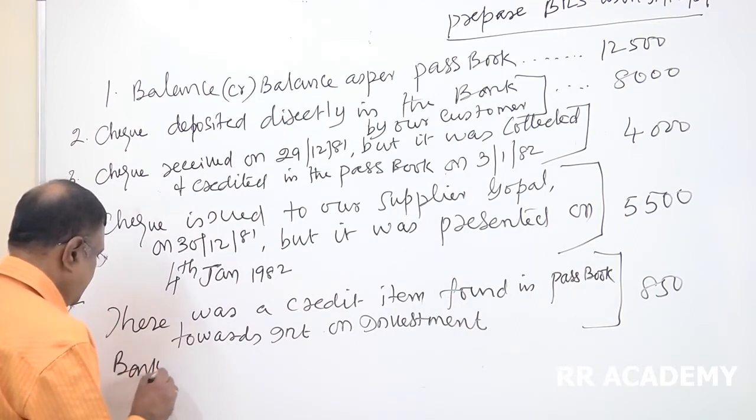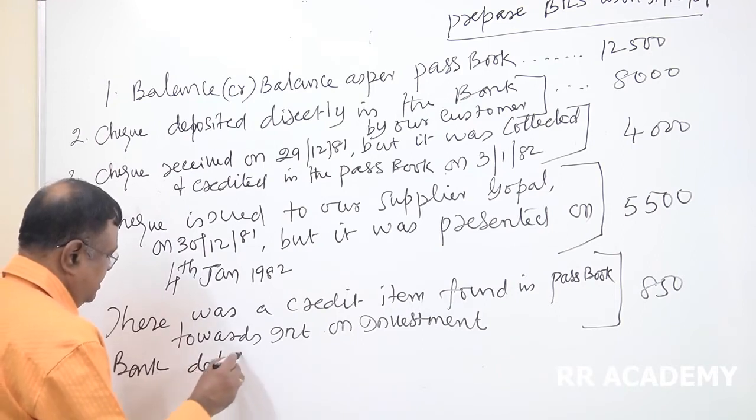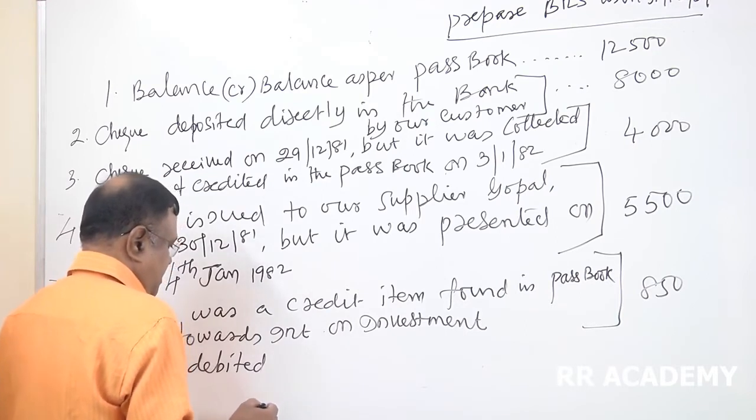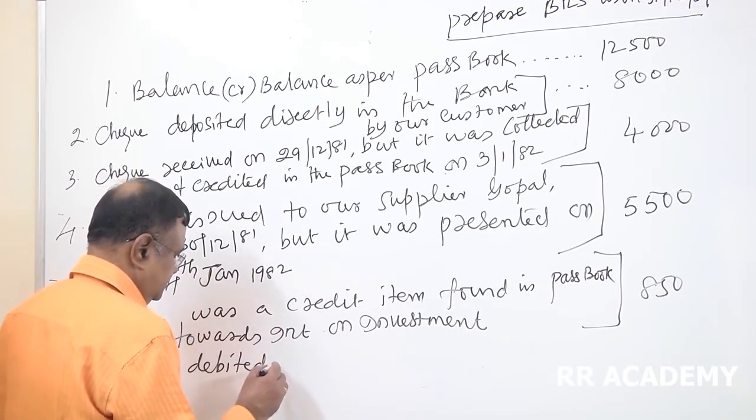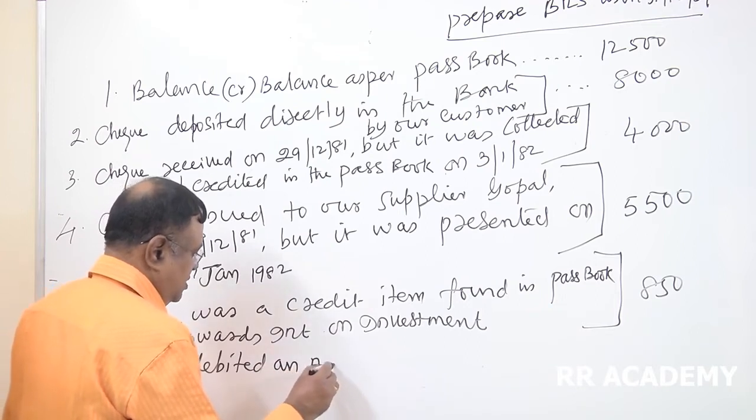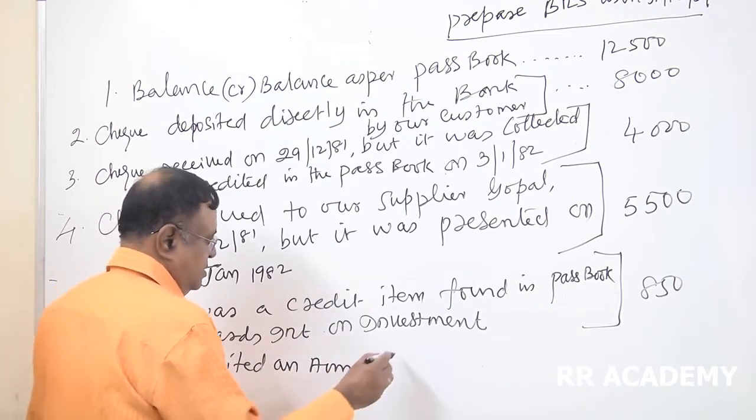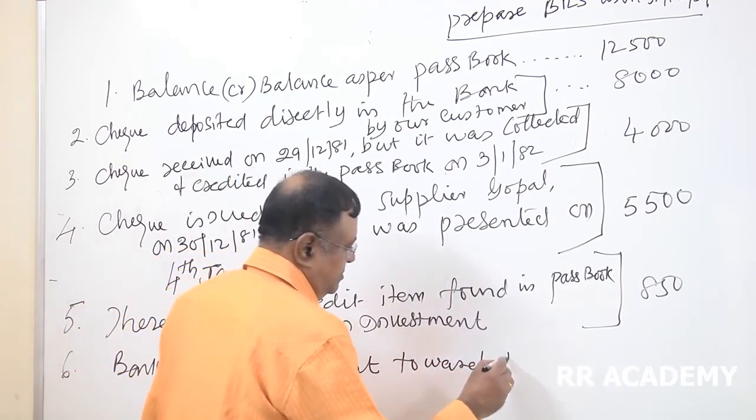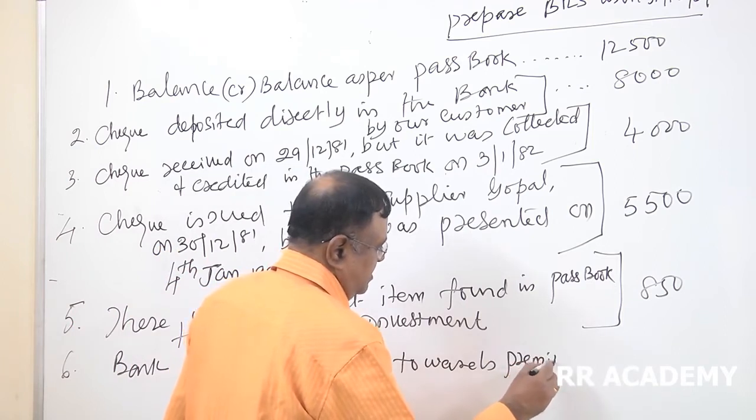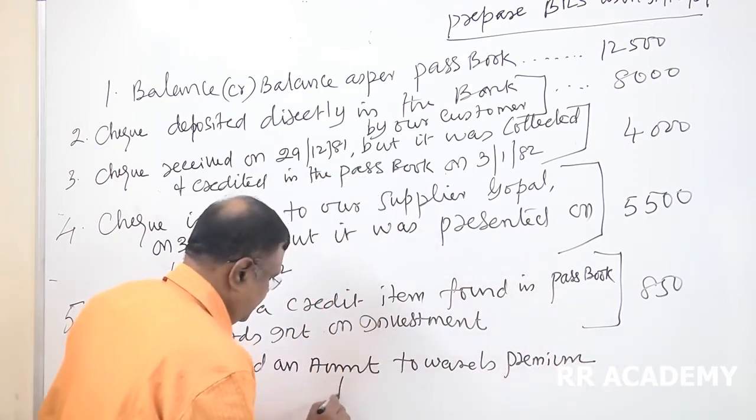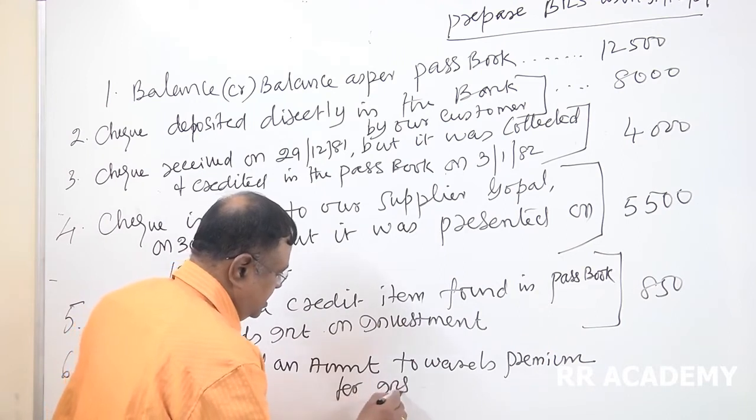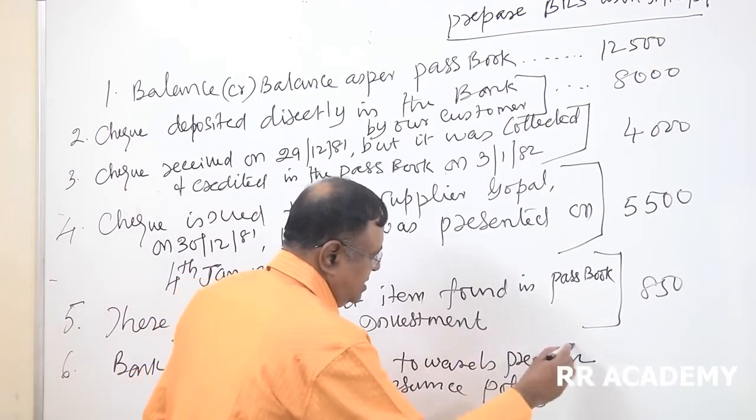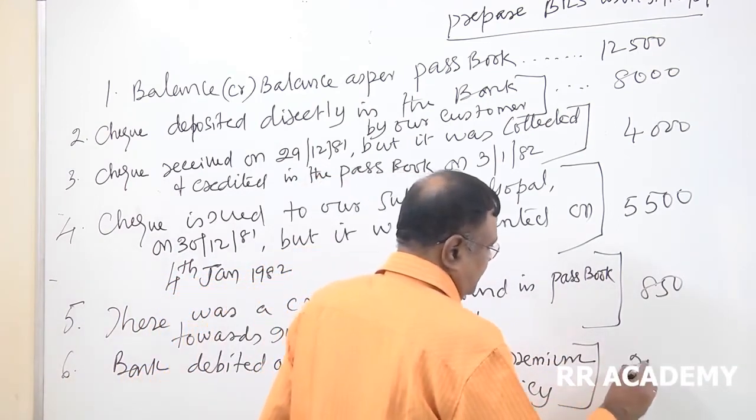Bank debited an amount towards premium for insurance policy, 250.